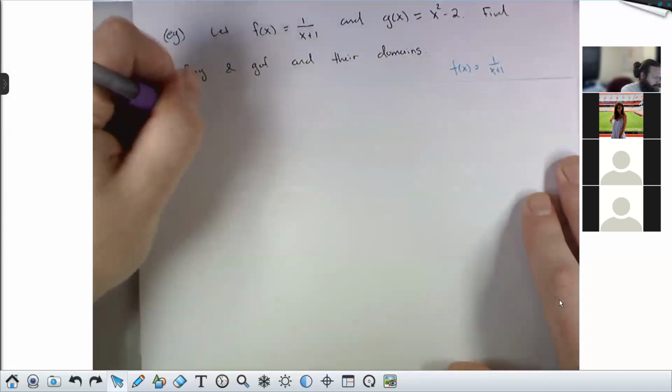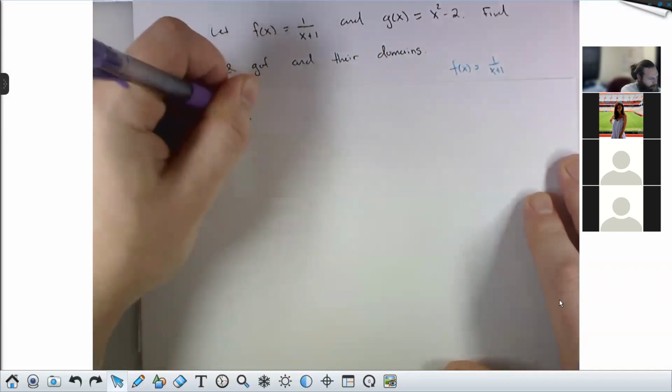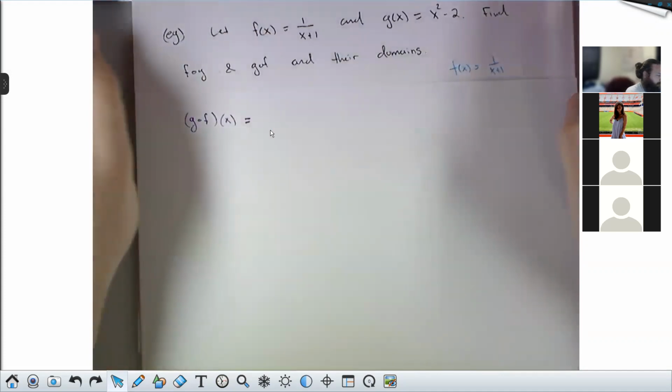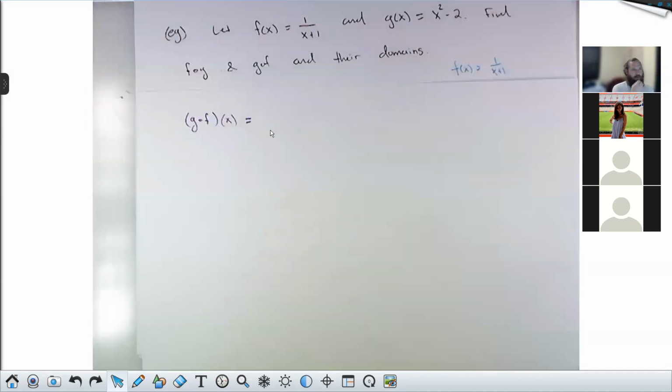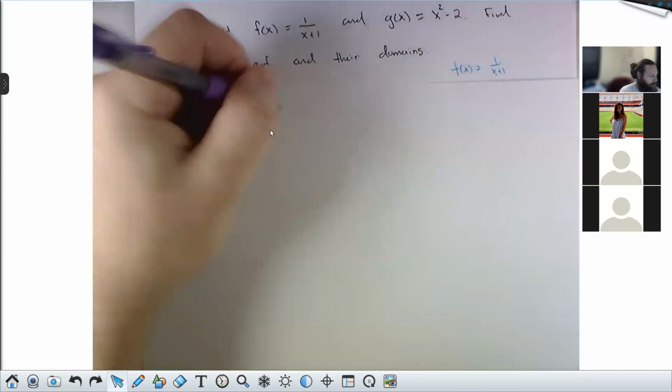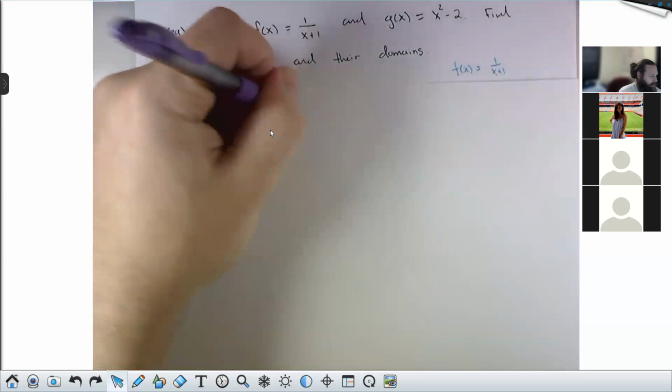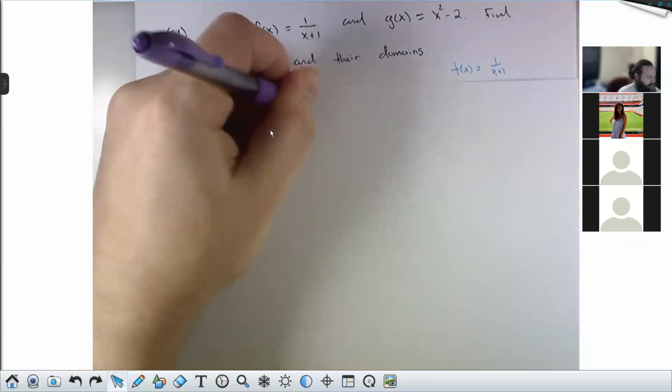The other composite was G circle f of x. Now we just went through this, so I really want some interaction. What's my first step? We just did this for the other one. Somebody tell me my first step. We always begin with what? Definition. Very good. So the definition of G circle f of x is G of f of x.